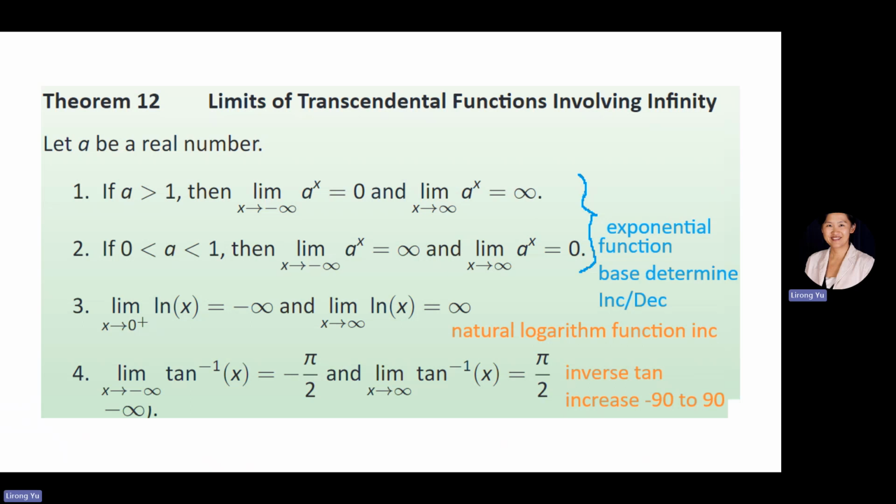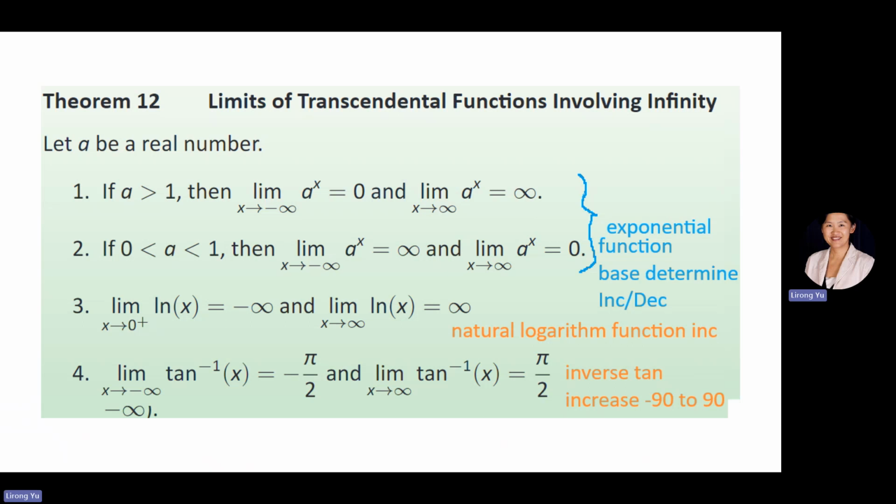The first one says if you have a positive base, then the limit of the exponential function on the negative side equals 0. It's a horizontal asymptote at 0. Now on the right side, it actually goes to infinity. If you still remember a little of the behavior of the function's graph, you might understand this a little bit better.